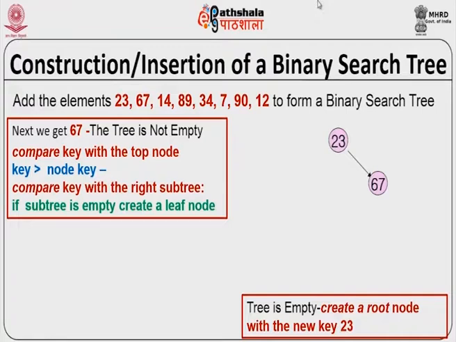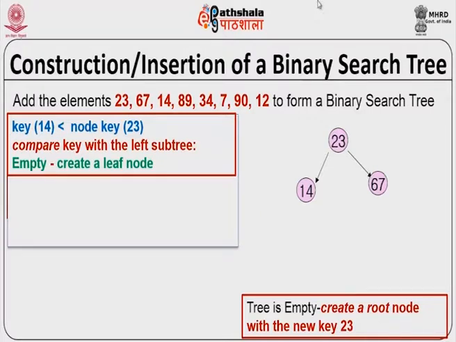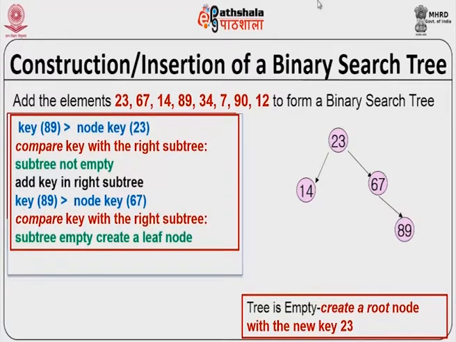Now, we get 14. So, key 14 is less than 23, and the left subtree is empty. So, create a leaf node. So, we are finished with 14. Now, what we are having is 89. We always start with the top of the tree. So, we compare 89 with 23, and then we go to the right subtree. It is not empty, so you have to add it in the right subtree. You compare 89 with 67 and you find that it is greater. So, you go to the right subtree. Now, you find that the right subtree is empty. So, you add 89 there. So, you have finished up to 89.